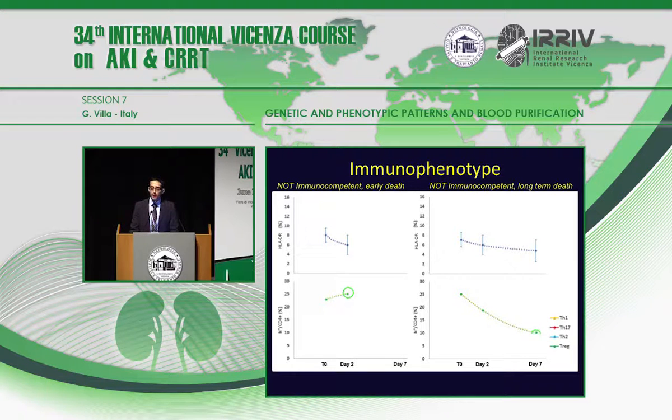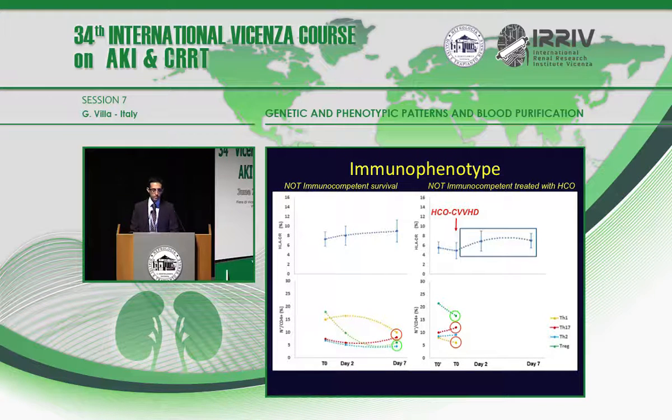If these patients are able to survive to this very early phase, they will die late if the subpopulation of anergic lymphocytes is higher than the lymphocytes which are able to eliminate the infection, as for example Th17 or Th1. This is what happens when an immunocompromised patient survives to sepsis.